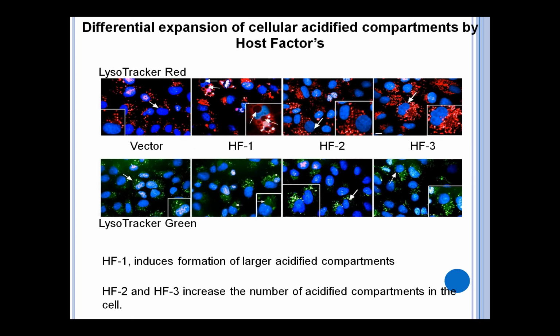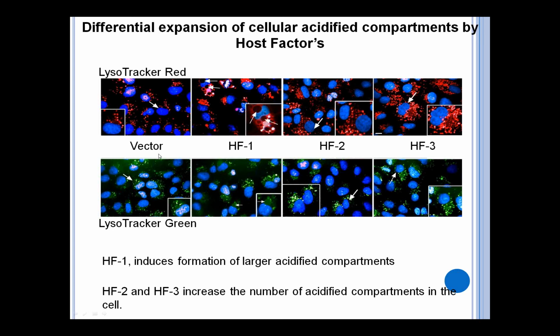And as I've shown in my earlier slides, the cells which are expressing these proteins, the HF1 especially, have a large vesicle size, apart from other acidified compartments. So in this slide, which is a live cell imaging done using OPERA, the acidified compartments are labeled with LysoTracker red, or the LysoTracker green, which is shown in the bottom panel here. The nuclei are stained with the Hoechst dye.